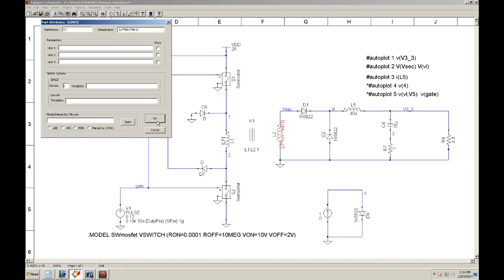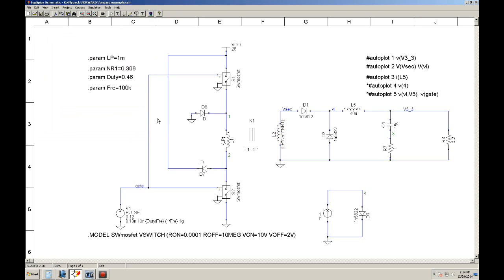And if you know what your NR is, the turns ratio, which we already calculated, then it's easy to calculate the secondary, because the secondary is going to be LP times the turns ratio squared. So what I did is LP times NR1 times NR1. So that's the squaring function. And since LP is a parameter, I have to define it. NR1 is a parameter. And of course, I define those here.